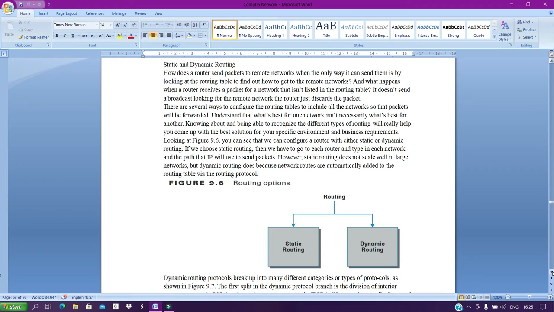Look at figure 9.6, you can see that we can configure a router with either static or dynamic routing. If we choose static routing, then we have to go to each router and type in each network and the path that IP will use to send packets. However, static routing does not scale well in large networks, but dynamic routing does because network routes are automatically added to the routing table via the routing protocol.